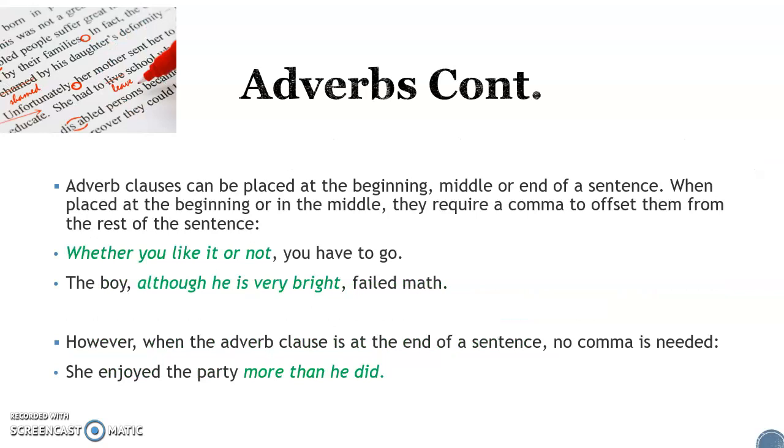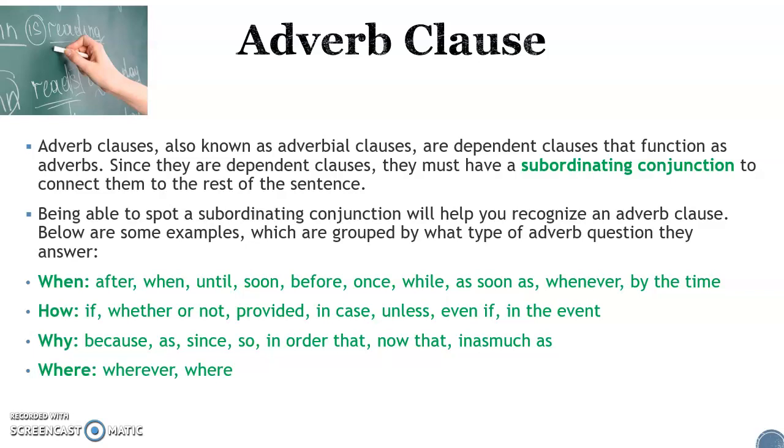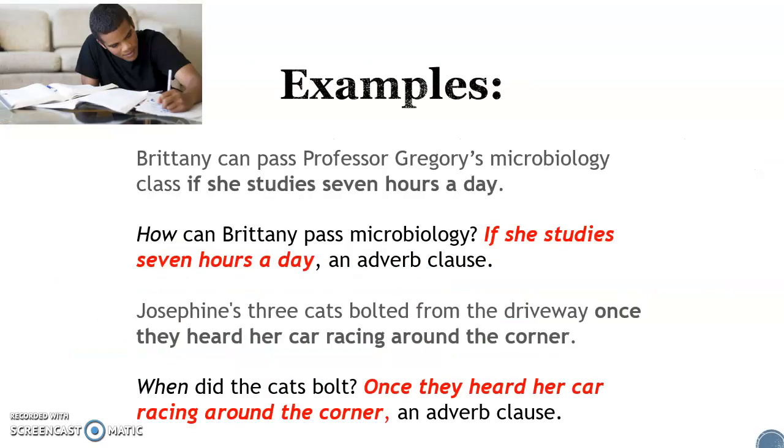Adverb clauses can be placed at the beginning, middle, or end of a sentence. When placed at the beginning or in the middle, they require a comma to offset them from the rest of the sentence. Whether you like it or not, comma, you have to go. The boy, comma, although he is very bright, comma, failed math. However, when the adverb clause is at the end of a sentence, no comma is needed. She enjoyed the party more than he did. So as you can see, those words like whether, although, and more answer those questions from our previous slide with that when, how, why, and where. Again, those are going to be your key words in finding those adverb clauses.